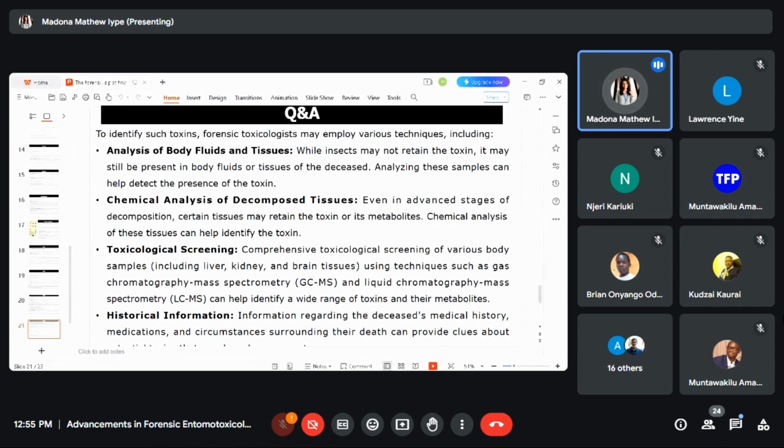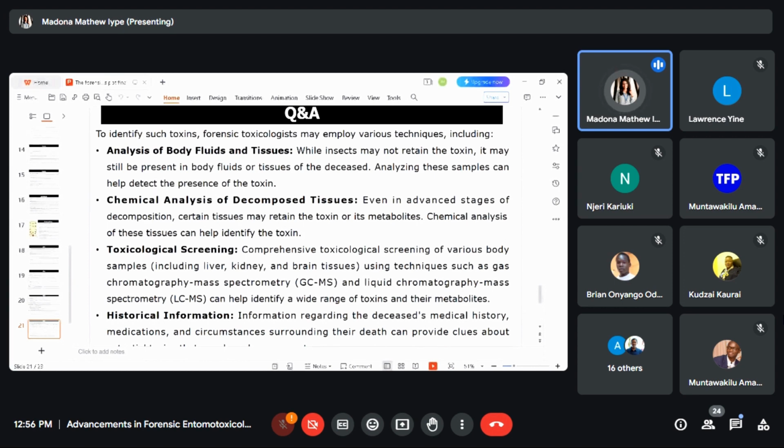Then, chemical analysis of decomposed tissues, the tissues which are already decomposed or are in the advanced stages of decomposition, which is the fourth stage of decomposition. Still, certain tissues have the ability to retain the toxic materials or even the metabolites. Chemical analysis can identify the toxin and give the quantity in which the toxin is present. And several instruments, as we discussed, LCMS, GCMS, can help in quantification of the toxins.